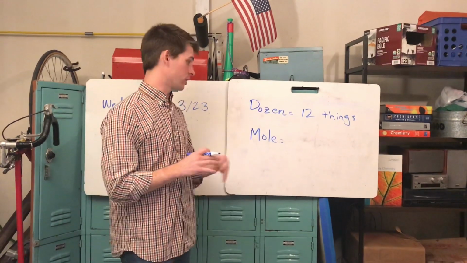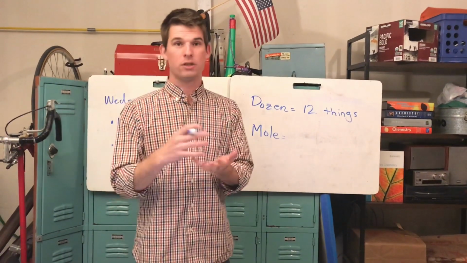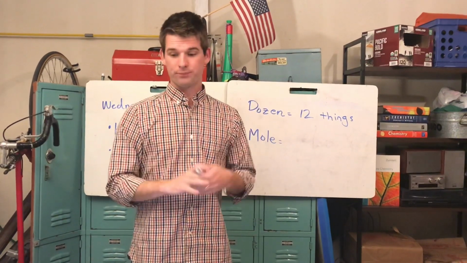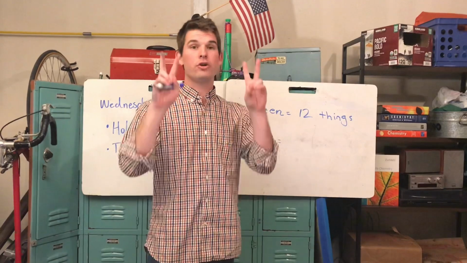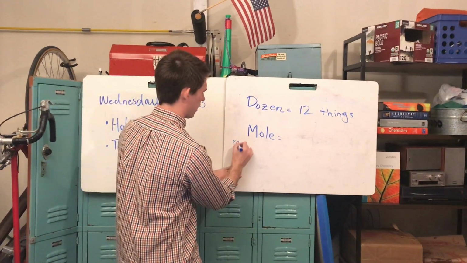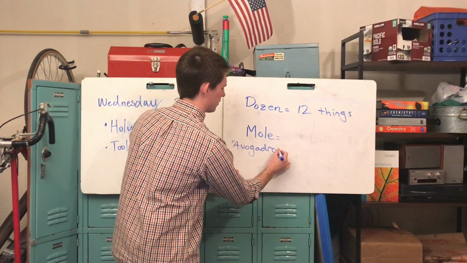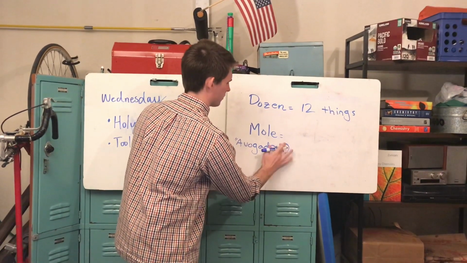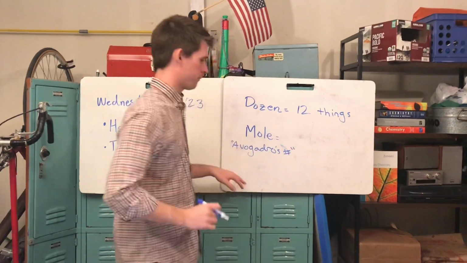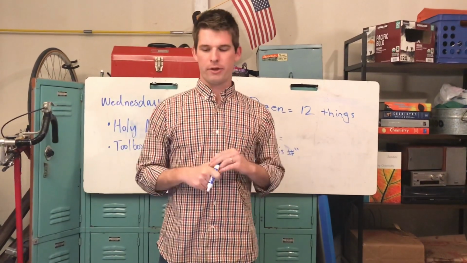It's actually a big number because when you're counting out molecules or atoms or elements, you need to count a lot of them. So a mole is also known as Avogadro's number. I'm gonna write this right here. Avogadro's number. Avogadro is the scientist who came up with it, so he gets his name on there.